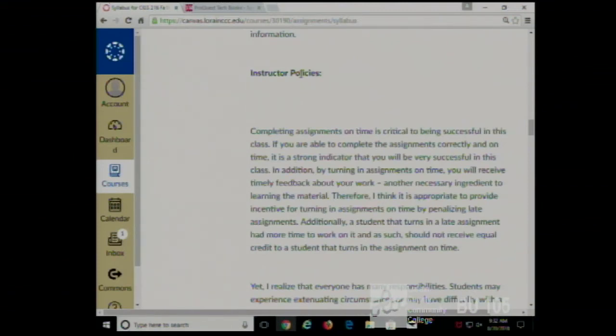So the bottom line is one or two assignments late, let me know what's wrong, and there's a good chance I won't even deduct for it. All right? If you are late over and over and over again, I might not deduct on the individual assignment, but going forward, it will become a problem, in which case you probably need to talk to me about that.